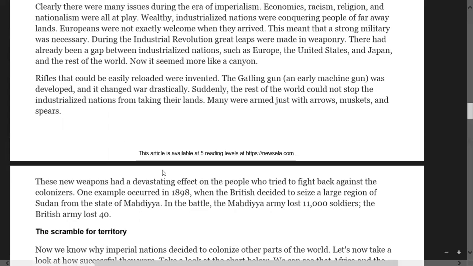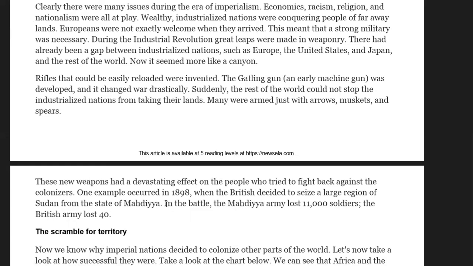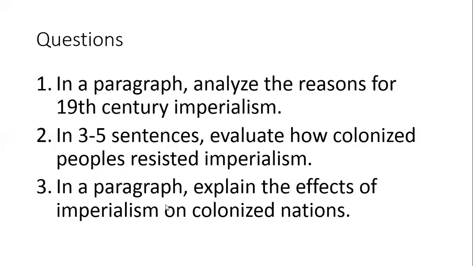And the example that they give here at the bottom is an example of a battle in Africa, or an effort by the British to conquer a large region in Africa, where the locals resisted and lost 11,000 soldiers, whereas the British only lost 40. So that kind of takes us up through the last reason why this imperialism grew. Advances in weapons and technology allowed it. And that pretty much takes us to the end of what I want to cover tonight.